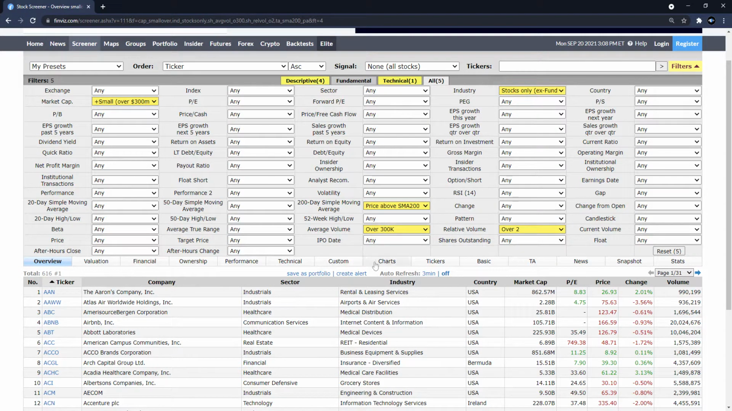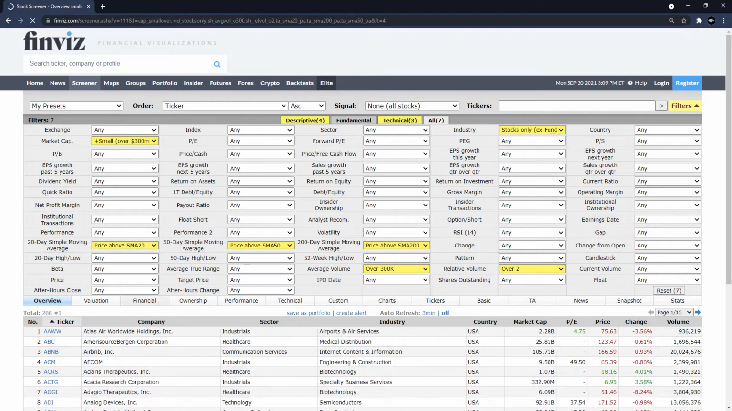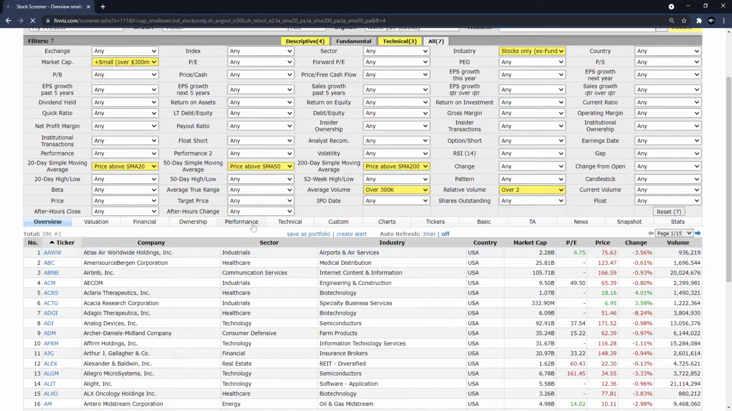You could be looking at every single stock that is right here on the chart, but we're going to fill in the 50-day and the 20-day simple moving averages. The same thing: we want the price to be above them. And this cuts the number dramatically, bro, dramatically. Right now we have 286 stocks.